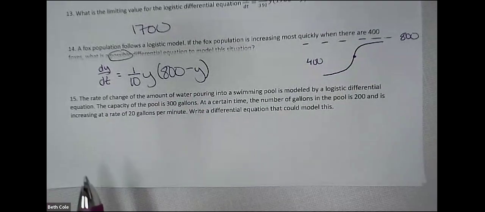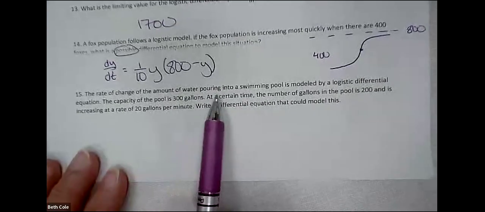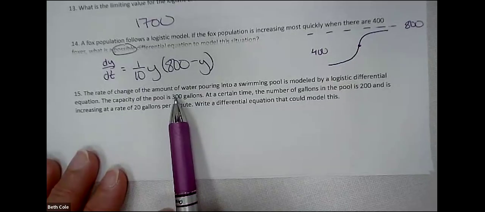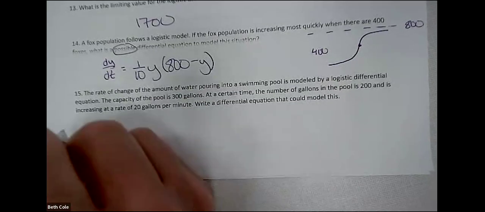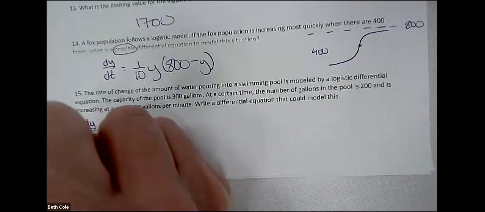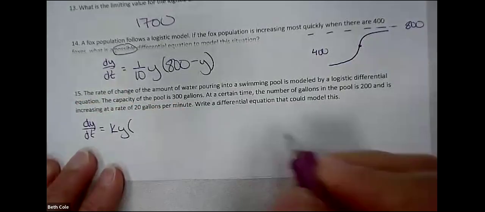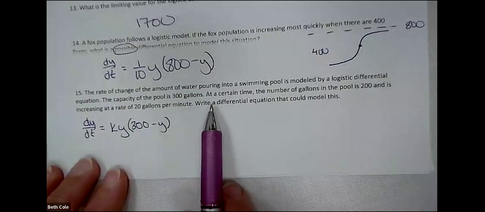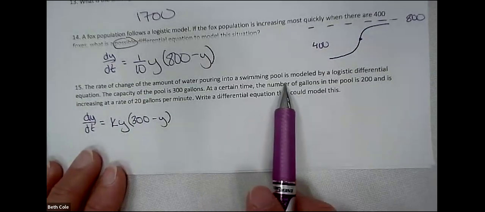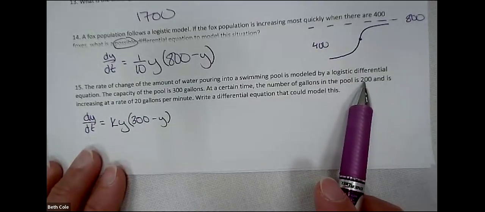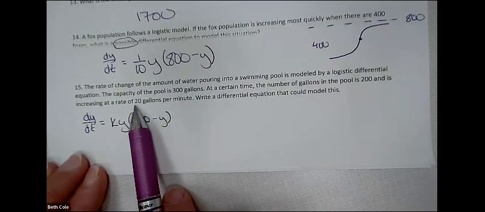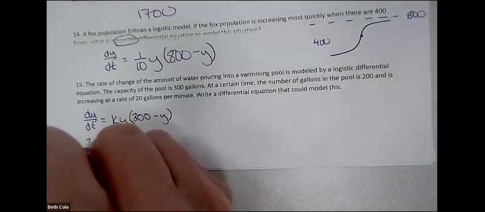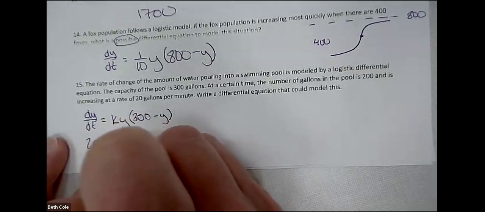All right, the rate of change of the amount of water pouring into a swimming pool is modeled by a logistic differential equation. Carrying capacity is 300 gallons. So let me just go ahead and write that out to start with. dy/dt equals ky times 300 minus y. So that is where the 300 goes. At a certain time, doesn't matter when, the number of gallons in the pool is 200, so y is going to be 200, and it is increasing, so that's our rate, at 20 gallons per minute. So 20 is going to be this dy/dt.